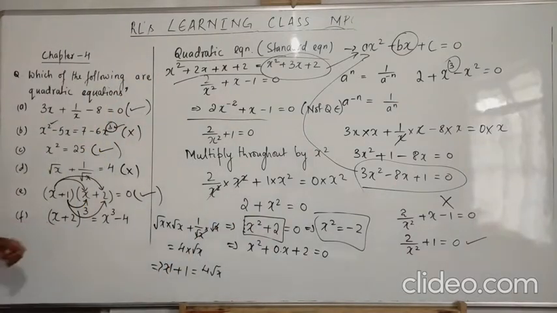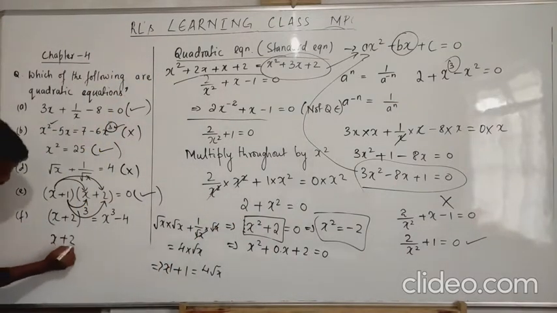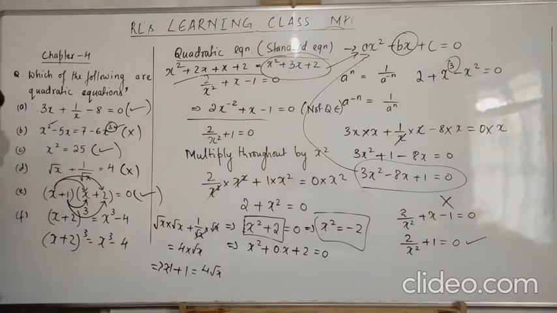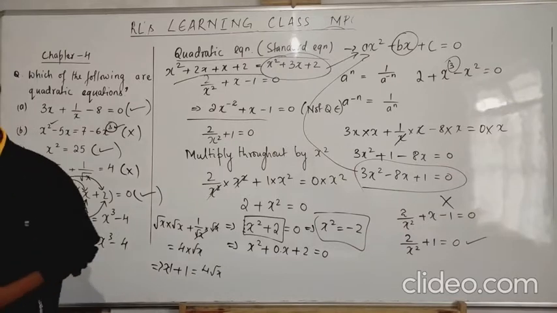Then what about this one? x plus 2 whole thing cubed equal to x cube minus 4. Is it a quadratic or not? Here also it is a quadratic equation. Okay, let's explain why this is a quadratic equation.